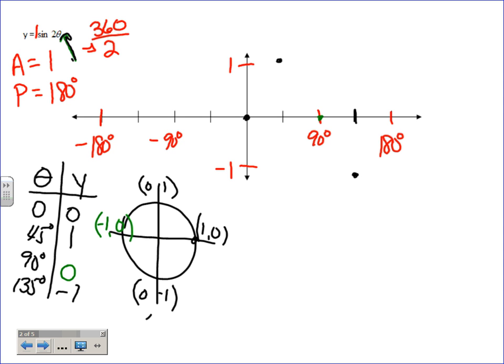And I think we all know what's going to happen at 180. Why does it come back to 0? Because I put 180 in, I have to double it, which is 360. Sine at 360 is the exact same thing as sine at 0, and so it will end up here.